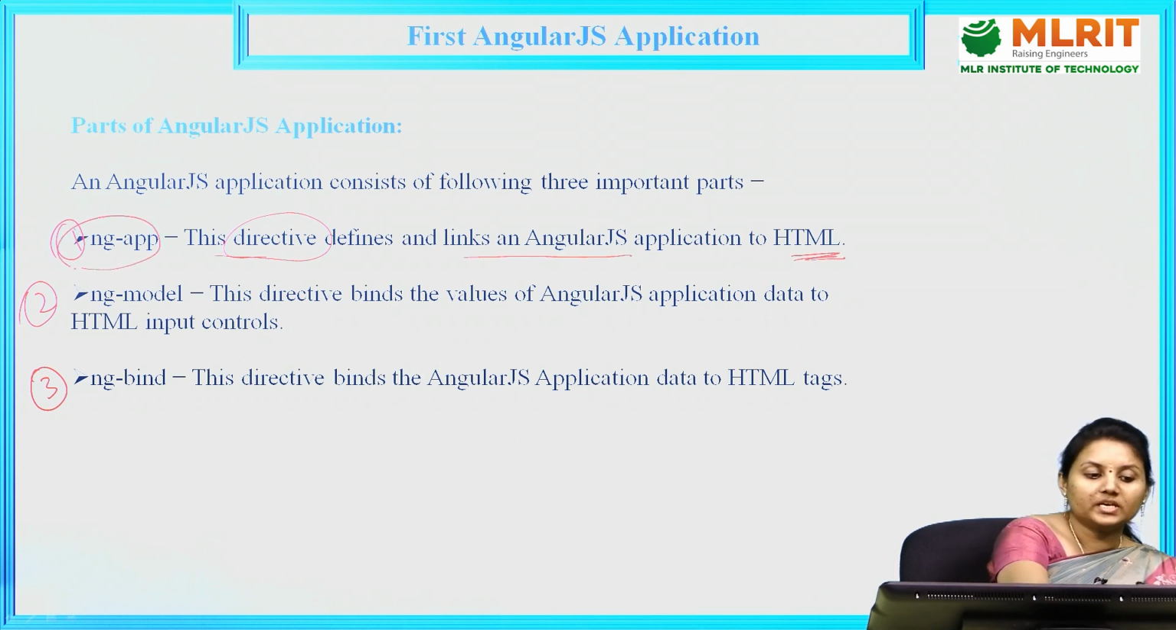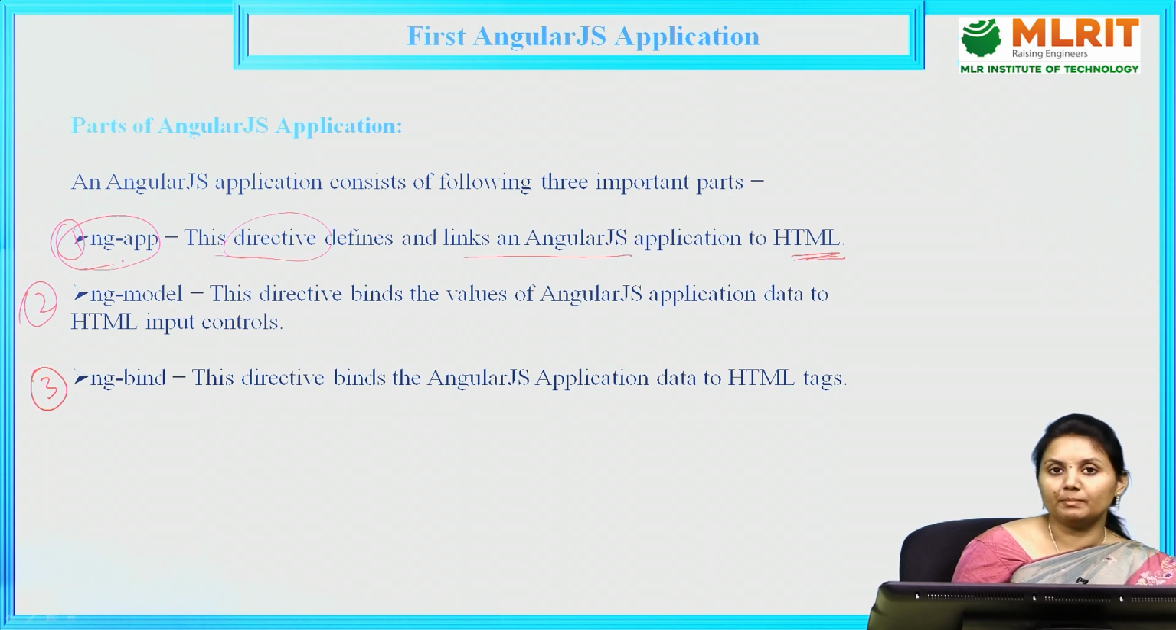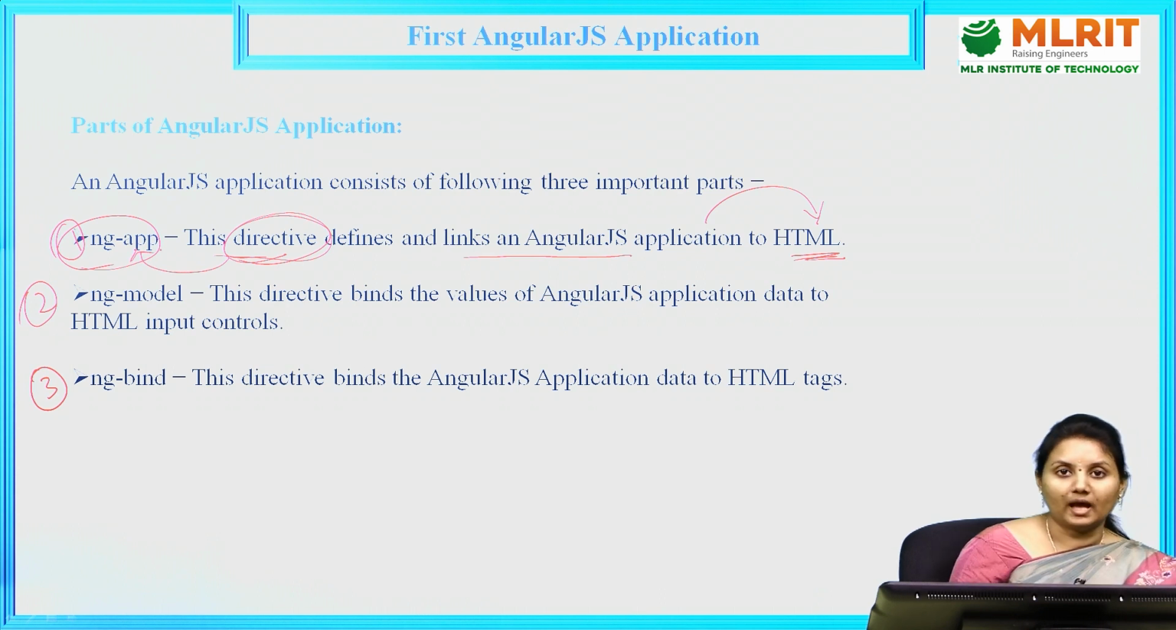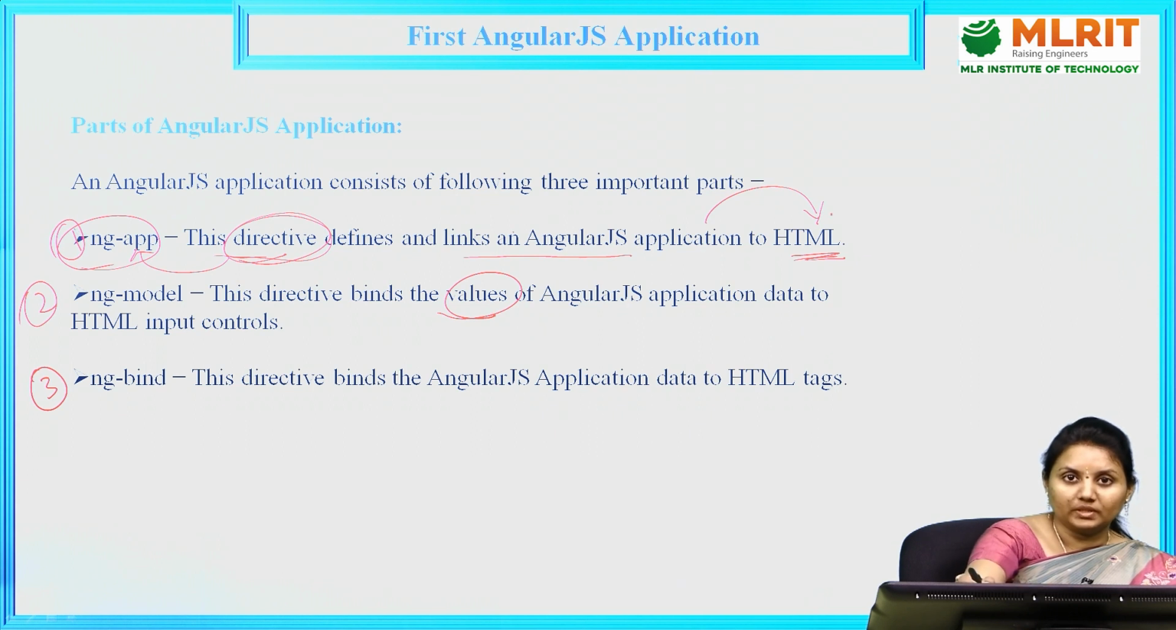Whatever application you are developing, there may be multiple applications, but each application should be given a unique name. That unique application has to be bound with the HTML code that you are writing. Binding these two, that means linking these two, can be done using the ng-app directive. ng-model is the second directive that everyone will use, which binds the values.